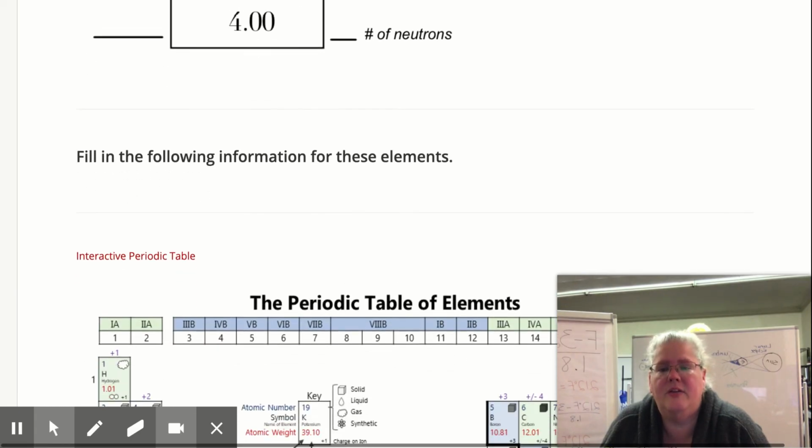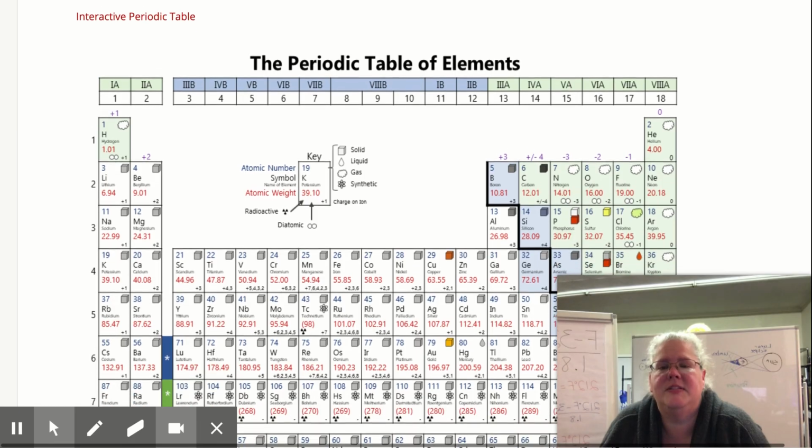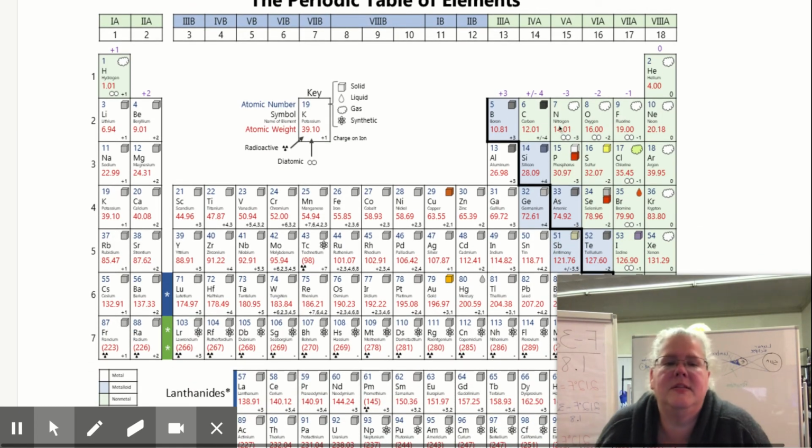So then we go ahead and fill in this table. Here is a periodic table. In this case, carbon is 6. Its atomic number is 6. Its element symbol is C. Its name is carbon. And its average mass between all its isotopes is 12.01.